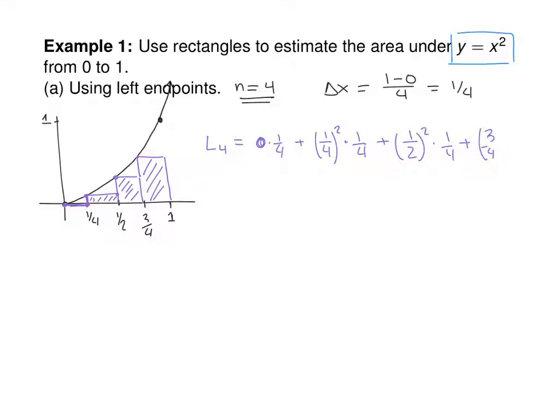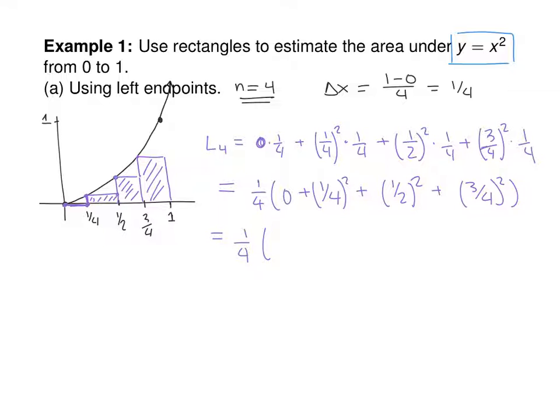3/4, yep. Squared times 1/4. Is it clear to everybody that, as long as your intervals are of equal width, every single term will have a 1/4 factor? So to save myself lots of writing, I'm going to take that 1/4 out and say 0 plus 1/4 squared plus 1/2 squared plus. I might just skip to that step right away because every single thing will always have that width, 1/4.